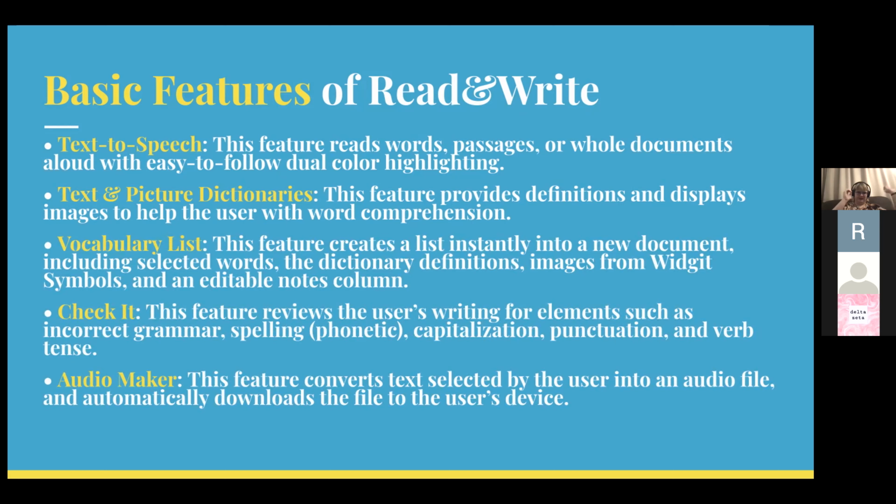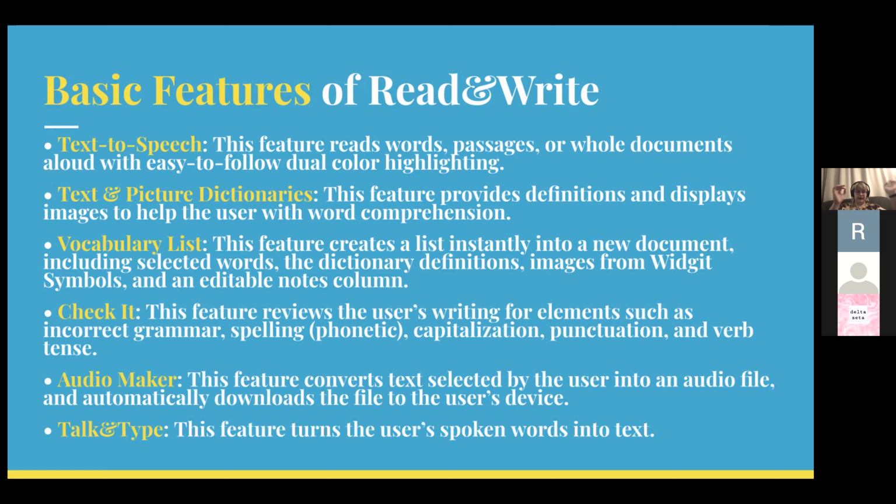And then this one is one of the premium features. We'll get to what that entails a little later, but Audio Maker is a feature that will convert what you've highlighted in your text to an audio file that will automatically download to whatever device you're using Read and Write on. And then the last feature is Talk and Type. So basically this is akin to a lot of the user platforms like Dragon Naturally Speaking, where you say what you want to say in the document, and it will convert it to text.